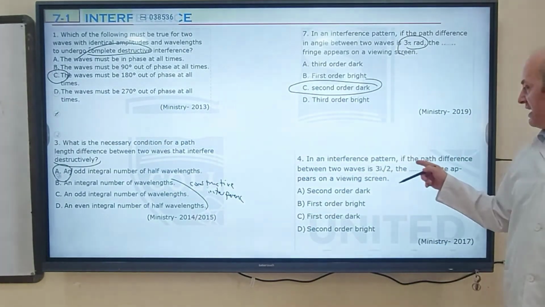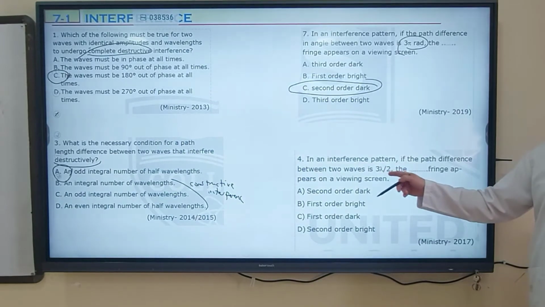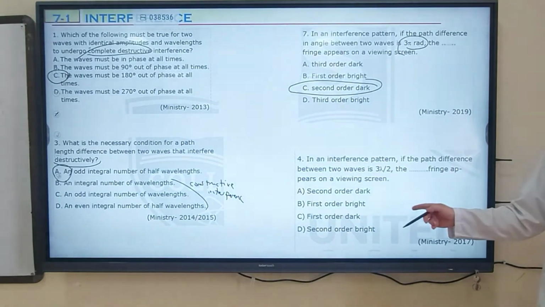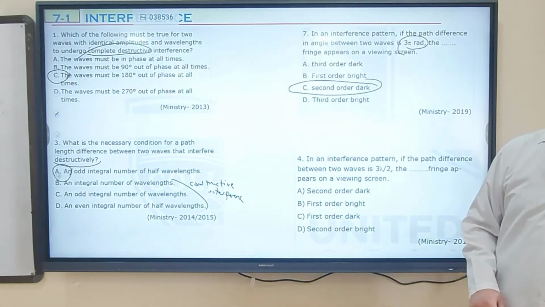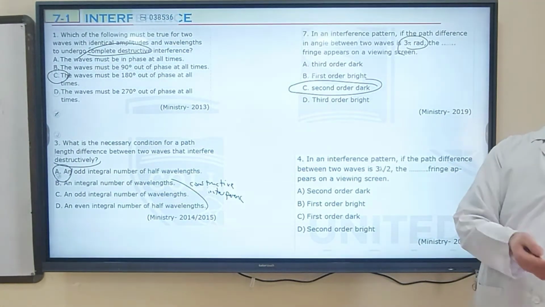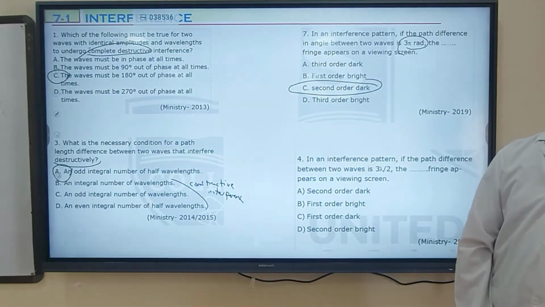In an interference pattern, if the path difference between two waves is 3 lambda over 2, it is 1.5. 1.5 comes after 0.5. 0.5 is the first dark, 1.5 is the second dark.